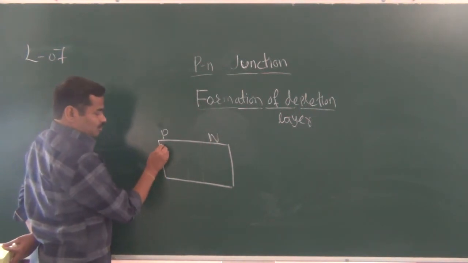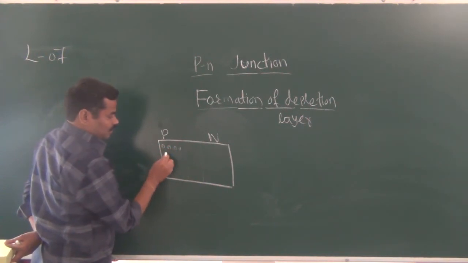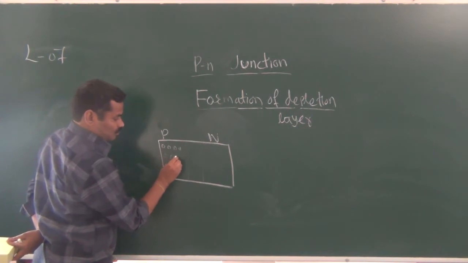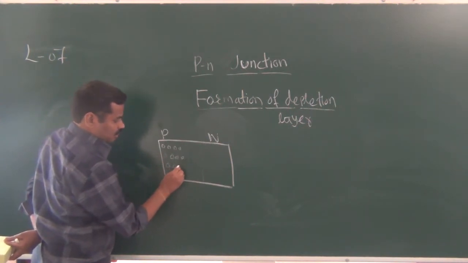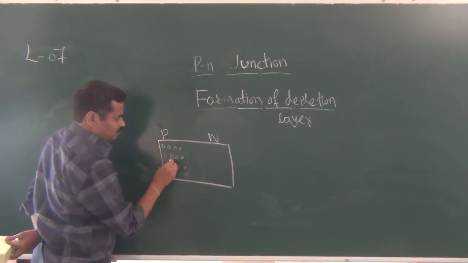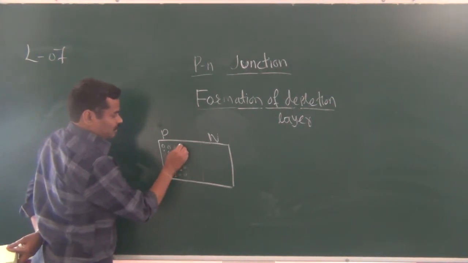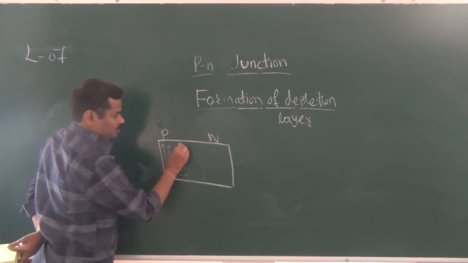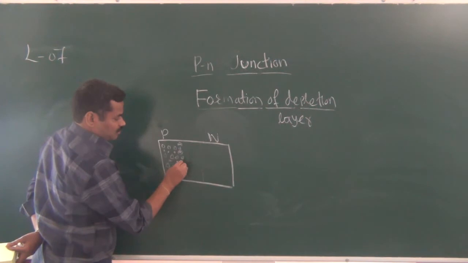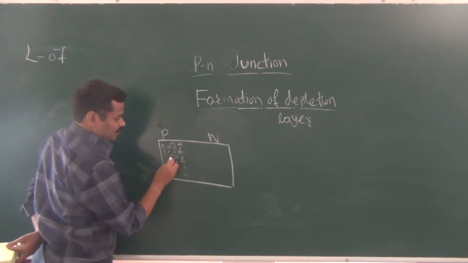In the p-type semiconductor, the holes are the majority carriers. It means the holes are more as compared to the electrons. No doubt you have electrons also there, but they are minority carriers. The number is very less as compared to the holes. It also has negative immobile ions, called negative acceptor ions.